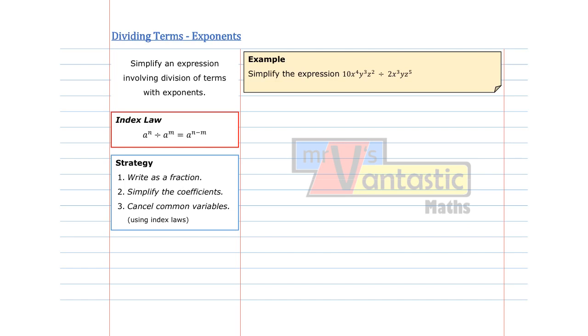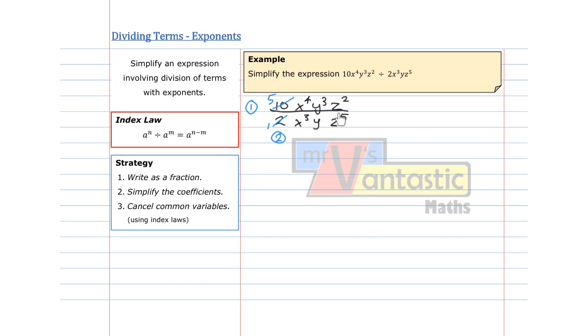And as per our strategy, the first thing we're going to do is rewrite this as a fraction. While I'm doing this, I'm going to make sure to line up the variables with each other. That will make my simplifying a little bit easier. So x's underneath each other, y's underneath each other, z's underneath each other. All right. First we'll simplify these coefficients. 10 divided by 2, they both have a common factor of 2, which reduces to 5 over 1.